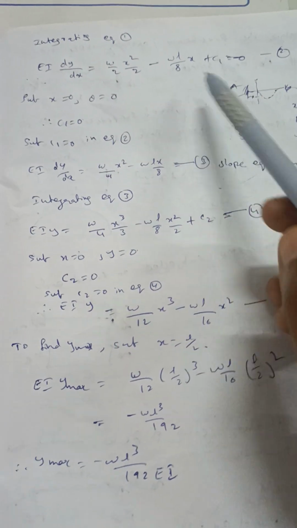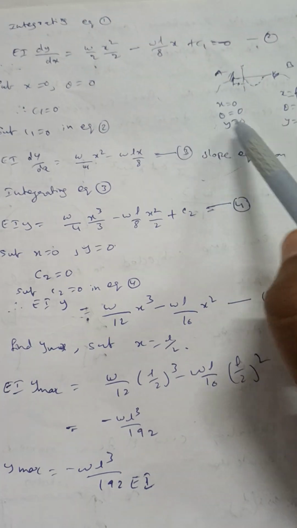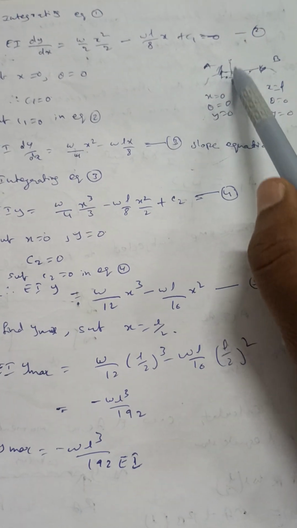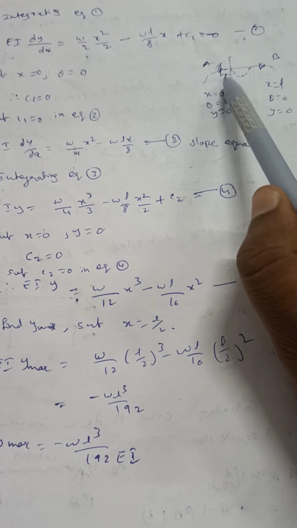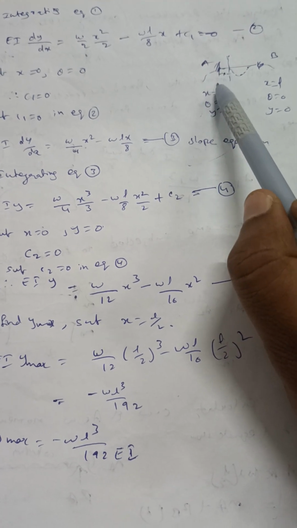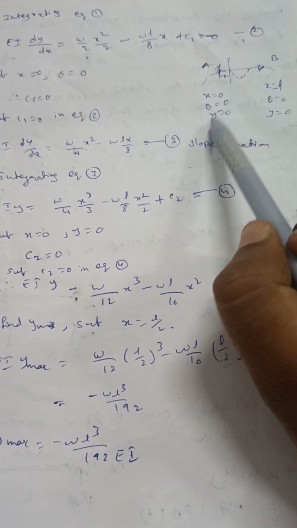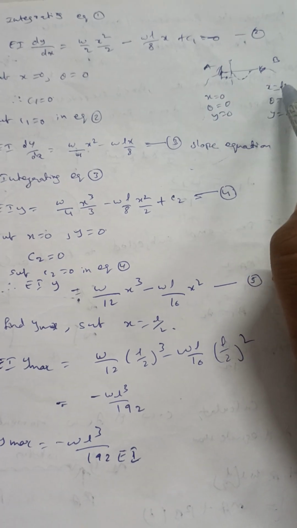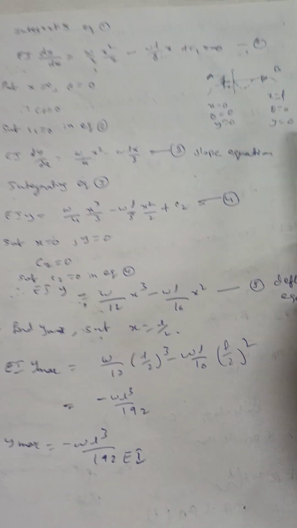Now how to find this constant? Using boundary conditions. What are the boundary conditions for a fixed beam? If I take any section xx, this is x from A. At x equal to 0, that means at A, slope is 0, deflection is equal to 0. At x equal to L, that is at B, slope is 0, deflection equal to 0.